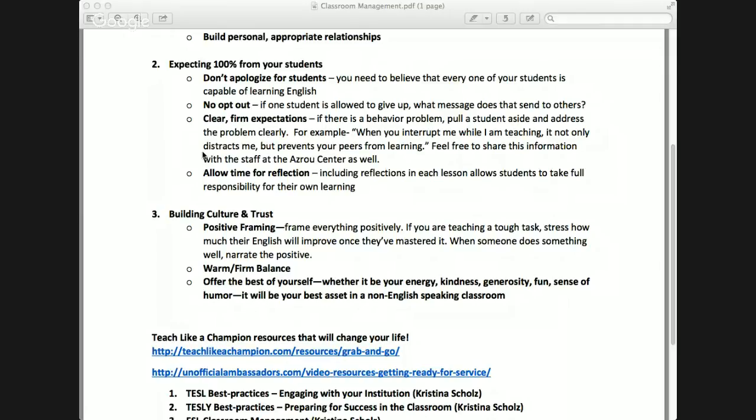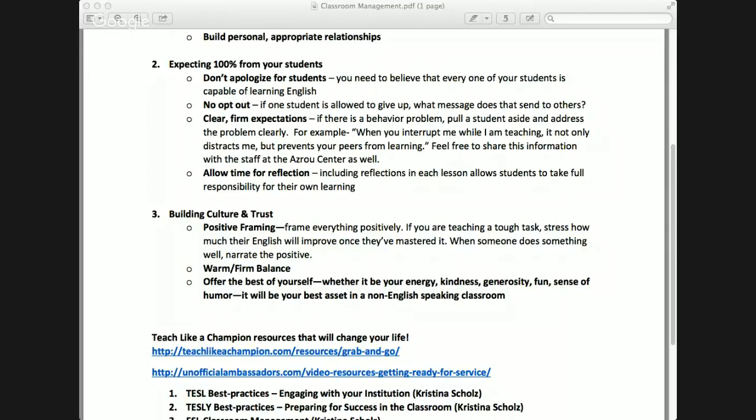And last bullet point, allowing time for reflections. On my lesson plan, the reflection after the exit ticket is a great way to do this. It just allows students to think and take full responsibility for their own learning. So give students time to think: okay, what could I do better? What do I need to study at night to master this skill, etc.